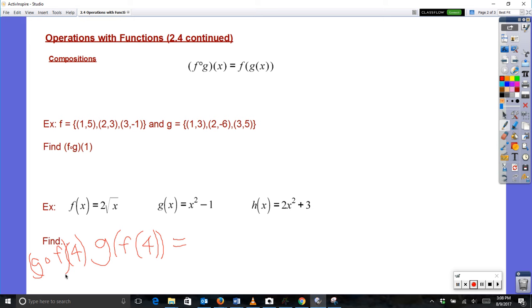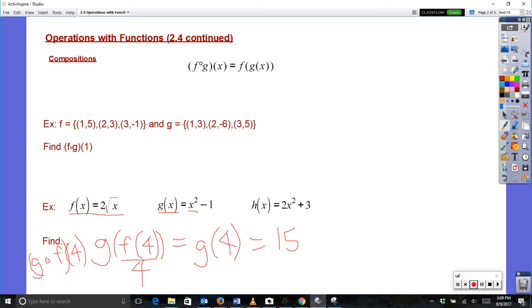So again, we work inside out, so don't go necessarily left to right. So f of 4. That means go to the f function, plug a 4 in. The square root of 4 is 2, and 2 times 2 is 4. So like when you plug 4 in, you get 4 out. So that means now we're finding g of 4. So we go to the g function, we plug a 4 in there. 4 squared is 16, minus 1 is 15.